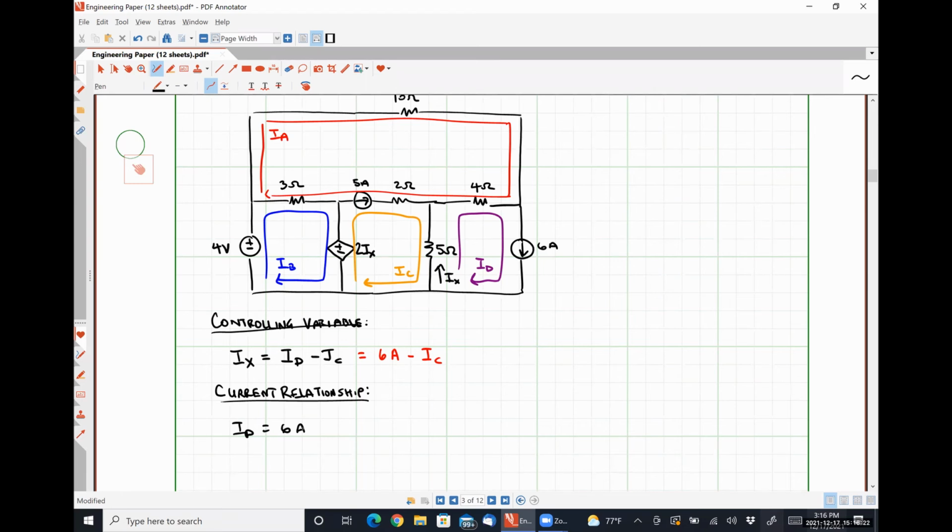So anytime we have a current source on the perimeter of our circuit, we are going to just know that whatever current is supplied by that source is equal to one of our mesh currents. So in this case, that is effectively eliminating a variable. We no longer have to worry about what ID is doing because we know that it's exactly equal to 6 amps, which is reducing the size of our system of equations, right?